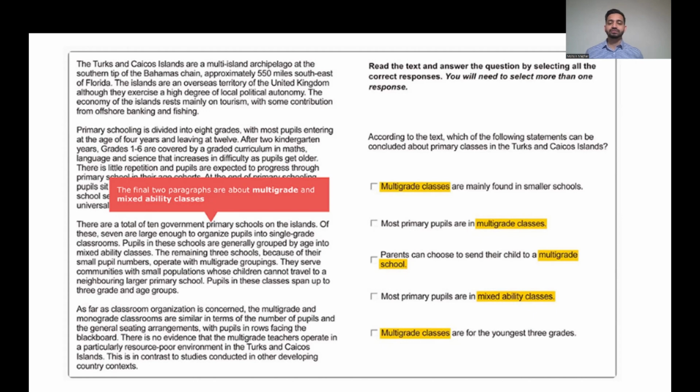So here, first option, multi-grade classes. Second option, you've got multi-grade classes as a keyword. Third option, multi-grade school. Fourth option, mixed ability classes. Fifth option is multi-grade classes. So most of it is around multi-grade classes.